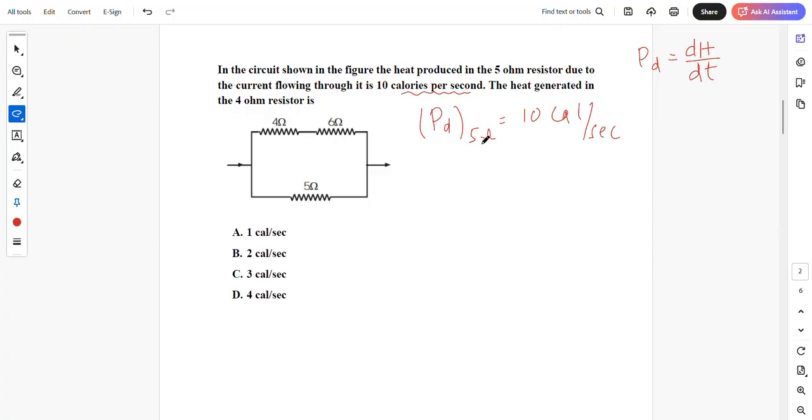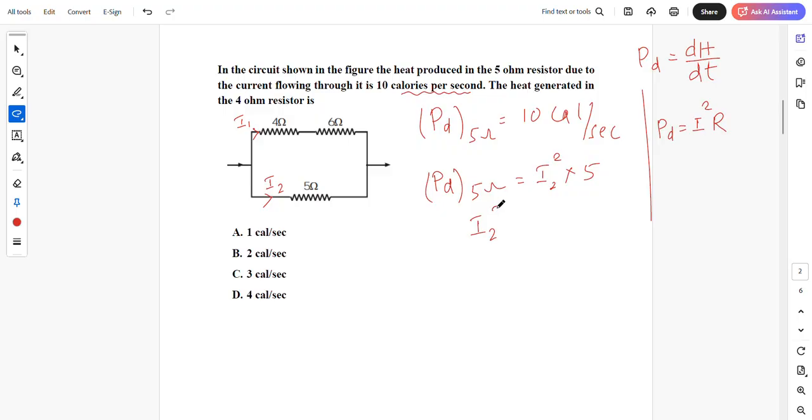Now we'll do one thing. What is the equation of power dissipated in the 5 ohm resistor? I will call this current I1 and this current I2. So this is equal to I2 square into 5, because we know clearly that power dissipated is given by I square into R, that is 5 ohm, right? And how much have they given?